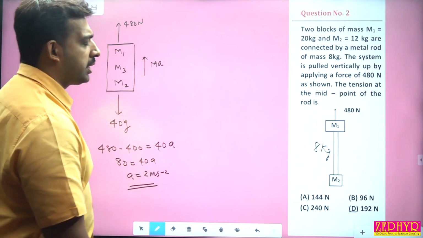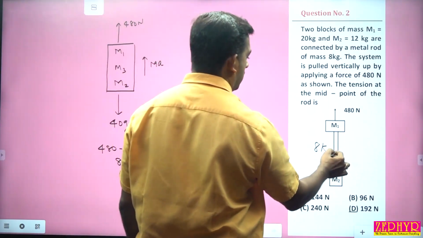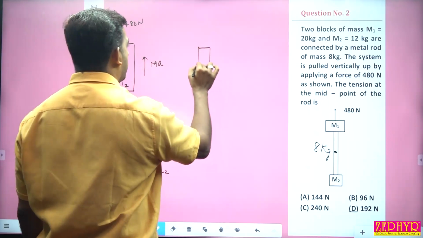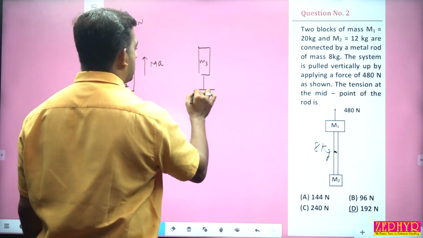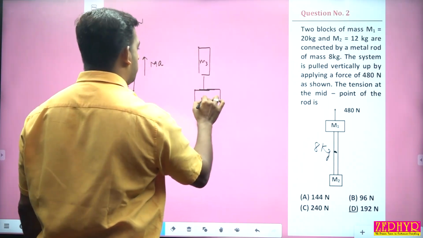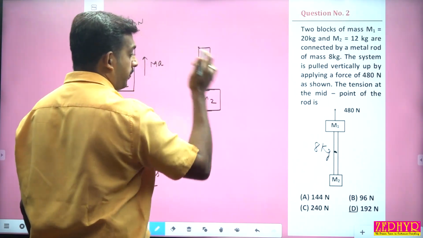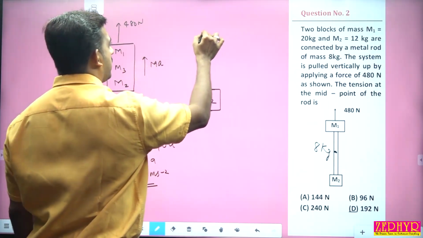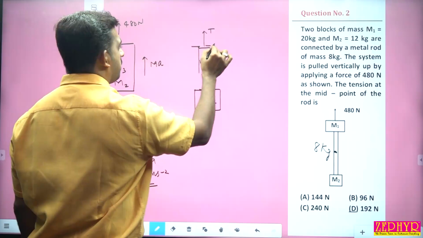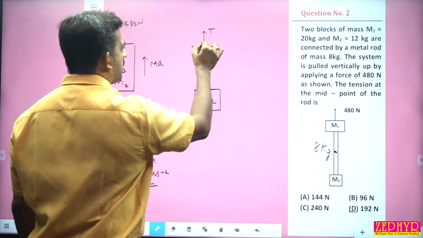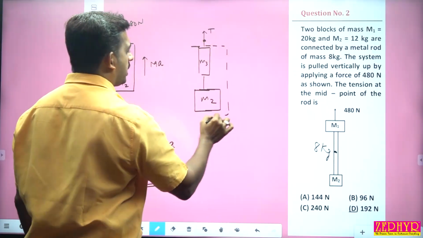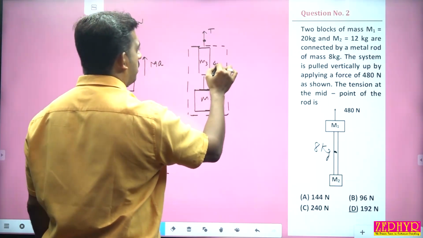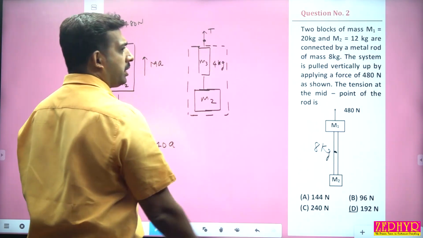Now we need to find out the tension at the middle point. So we'll construct two masses. Let the mass of the rod be M3, and the lower mass M2 is attached like this. I have constructed the rod as the mass M3, and the entire system has a tension in the upward direction. We need to find out the tension at this point, so we need to consider the mass below it. The mass of the rod below that point is M3 equal to 4 kilogram, because we are taking only the middle point.